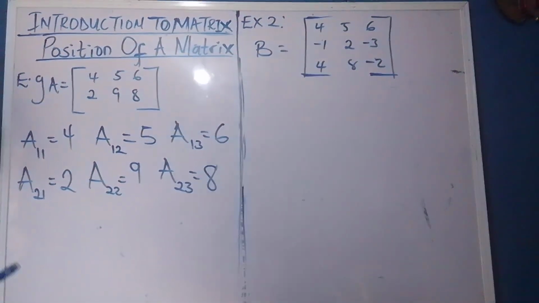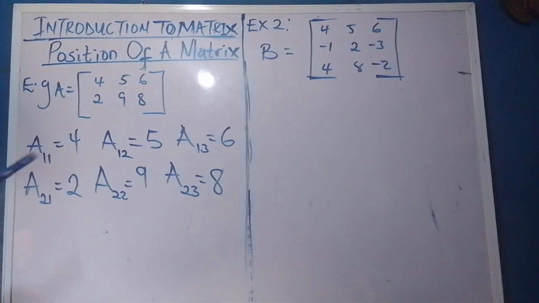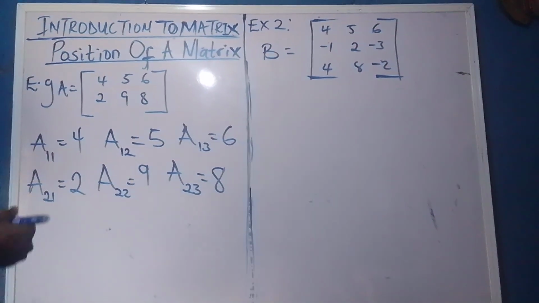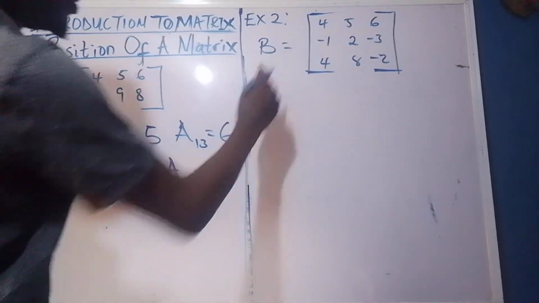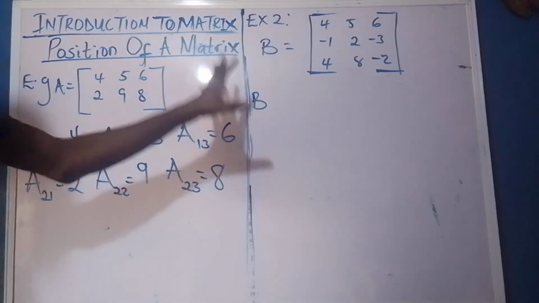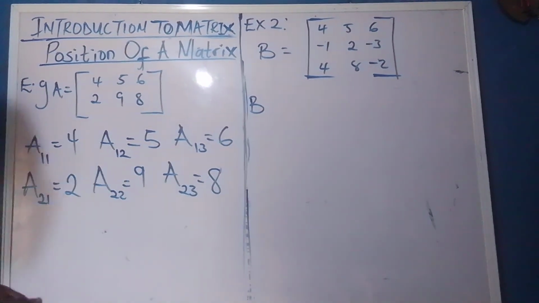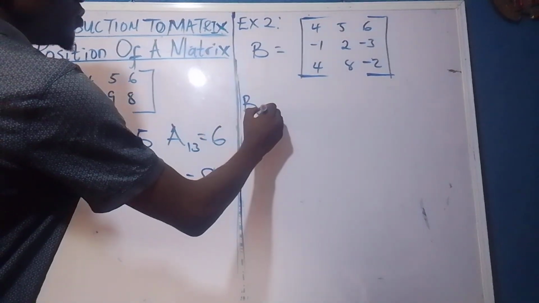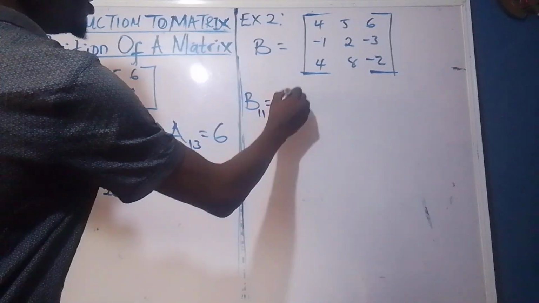Now let's do the second example. Then we move to the next subtopic of matrix. You can also pause this video to try this one before you play it back to see the correct answer. Now, position of the first one here is going to be row 1 column 1, which is 4.